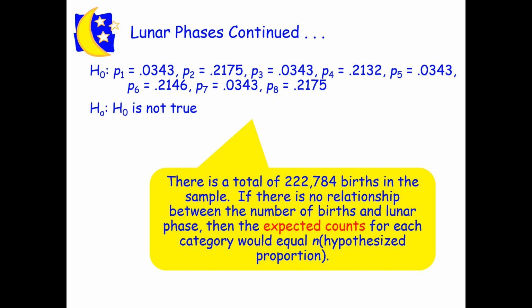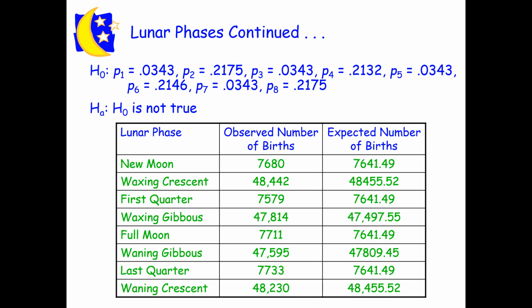Now, there is a total of 222,784 births in the sample. If there is no relationship between the number of births and lunar phase, then the expected counts for each category would equal n times our hypothesized proportion. So here we see our lunar phases, and now we have our observed number of births, and here we have our expected number of births.